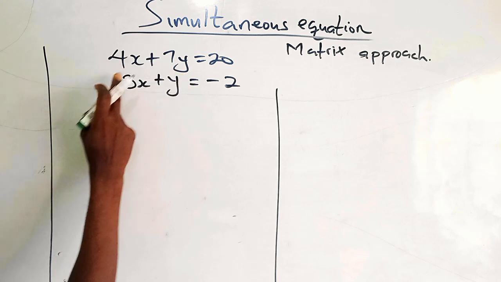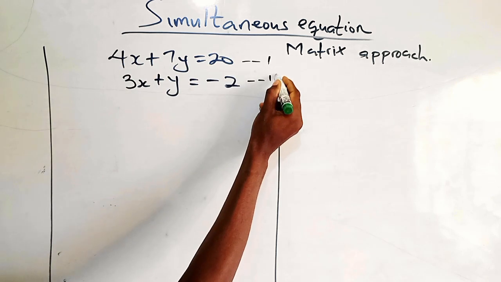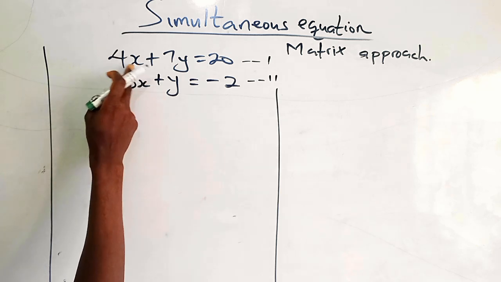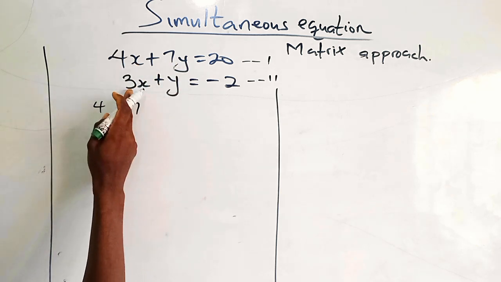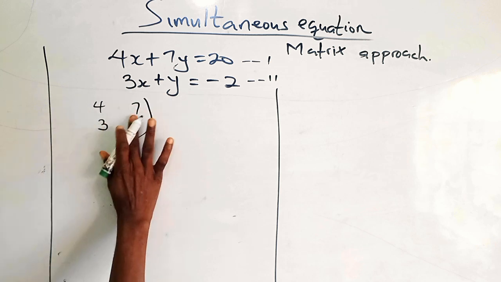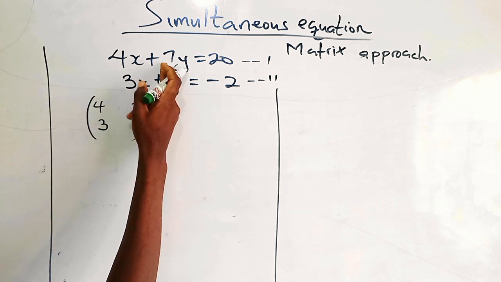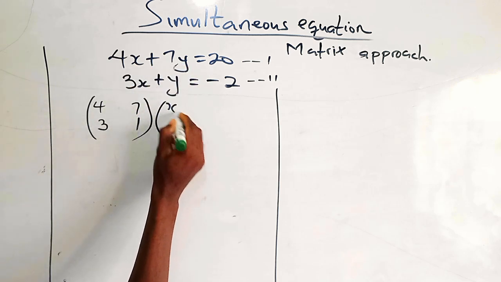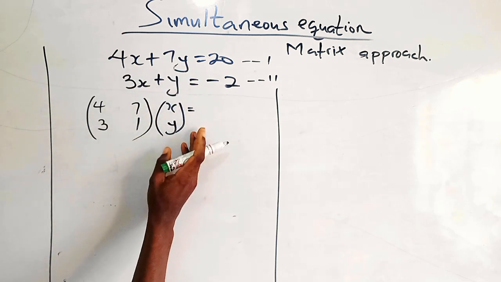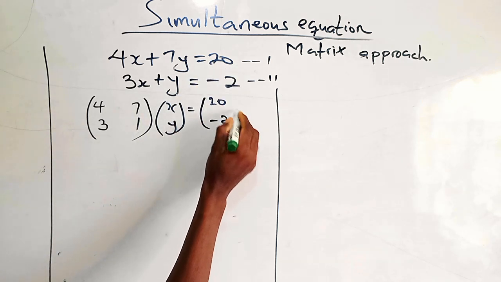Okay, so let's start with the first set of equations. Let's say this is equation 1, equation 2. So for x, I have my coefficient to be 4, and for y I have 7. Here I have 3. Coefficient of y is 1. Okay, so here the two variables I'm working with are x and y. So I have it here, x, y equals, my result here is 20 and minus 2.